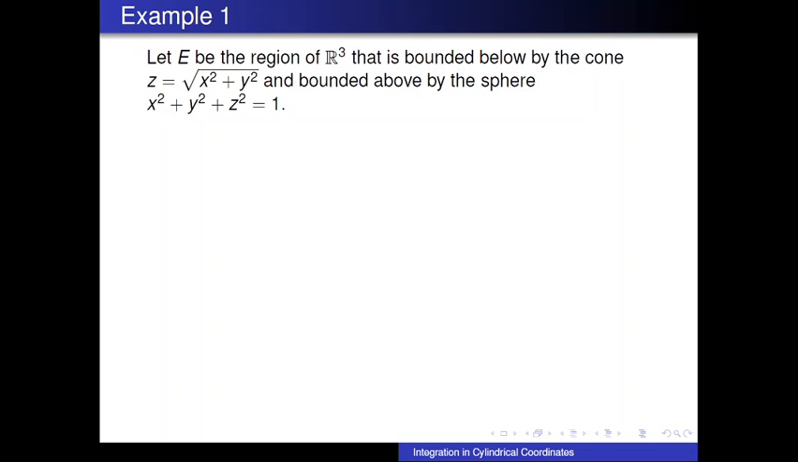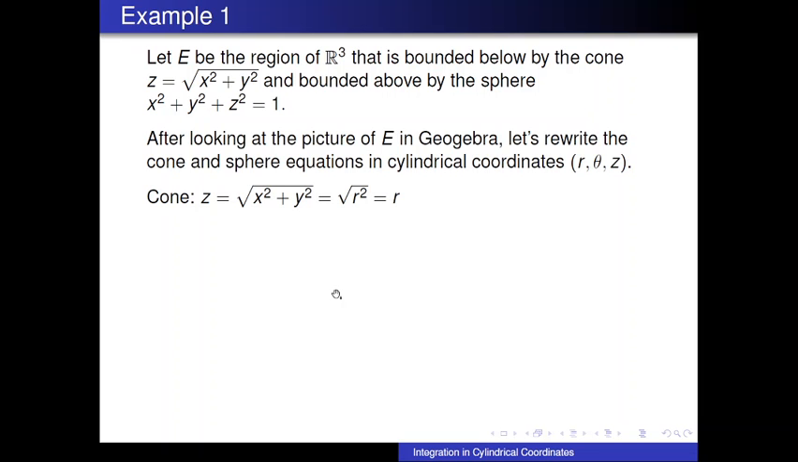Let E be the region of space that is bounded below by the cone z equals the square root of x squared plus y squared, and bounded above by the sphere x squared plus y squared plus z squared equals 1. I think you'll recognize this as the unit sphere, centered at the origin. And this cone is really kind of like the upper half of a cone. That's fine. I think we've seen this guy before. But let's go to GeoGebra before we continue here.